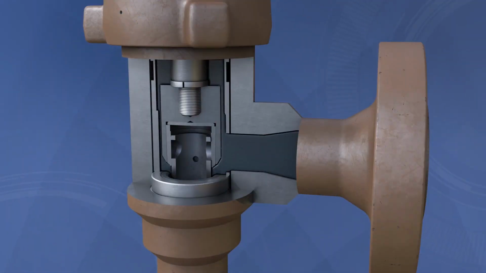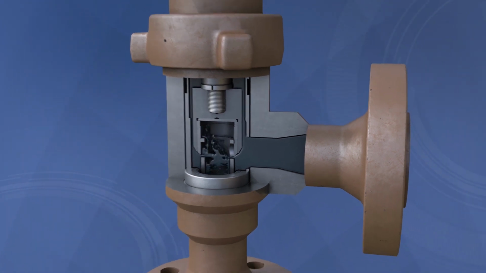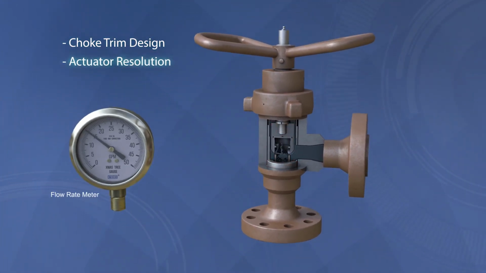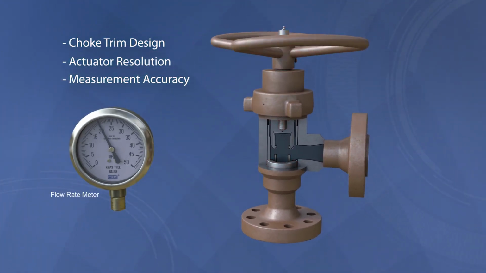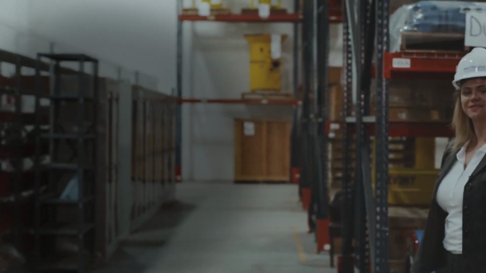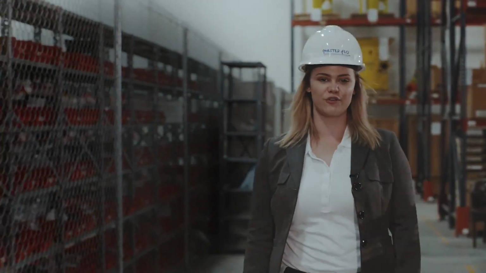The flow rate is controlled by restricting the flow to a small opening or orifice. The degree and level of control depend on three main factors: choke trim design, actuator resolution, and measurement accuracy. Other factors include valve clogging and wear due to erosion and corrosion. Let's discuss the flow characteristics of four types of choke valves.